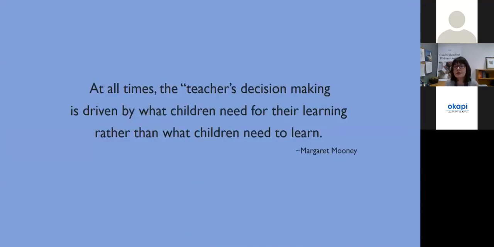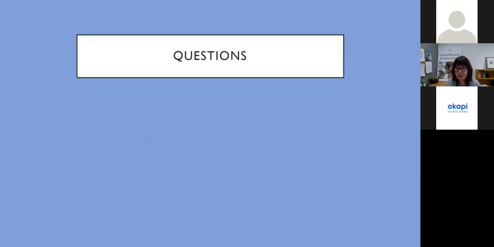But when you select a text, you keep Margaret Mooney's advice in mind. At all times, the teacher's decision-making is driven by what children need for their learning rather than what children need to learn. And I just always think about that being one of the most important concepts when we think about matching books to our readers.